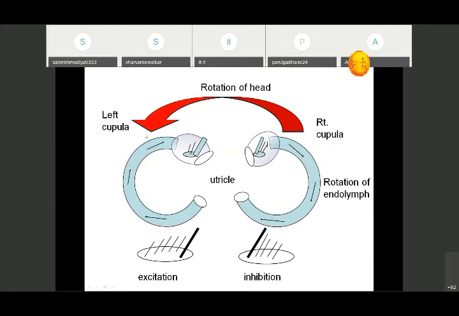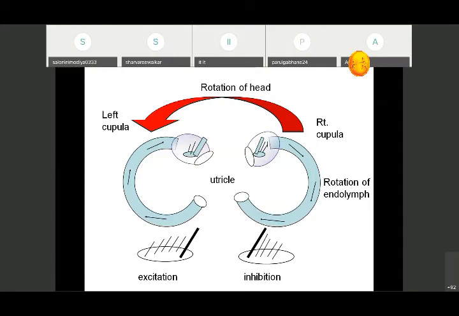So as the fluid is moving in the opposite direction, it will cause pushing of the kinocilium of the left cupula in an outward direction and the right cupula in the inward direction. Whenever the kinocilium moves in an outward direction, it will lead to depolarization, and whenever it is moving in an inward direction, it will lead to repolarization. That is, excitation will be occurring in the left cupula and inhibition in the right cupula. This will detect the direction of rotation of the head at the beginning of the process.